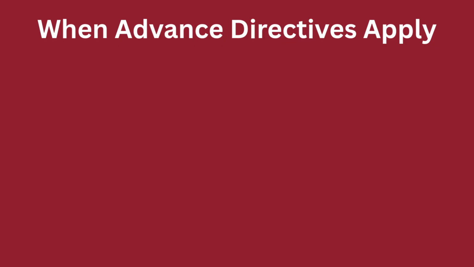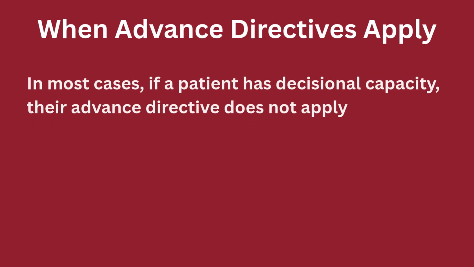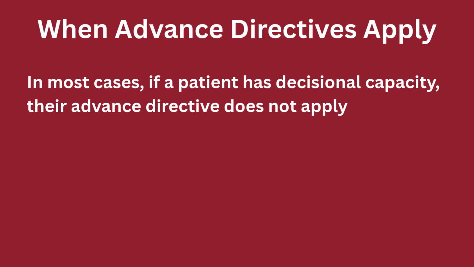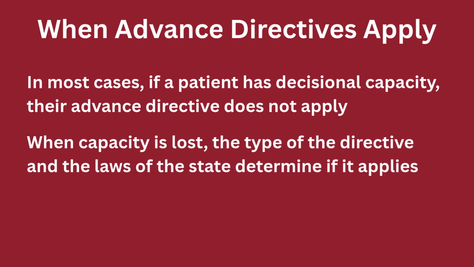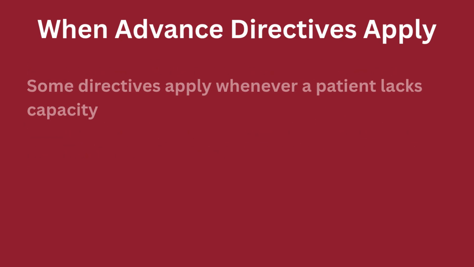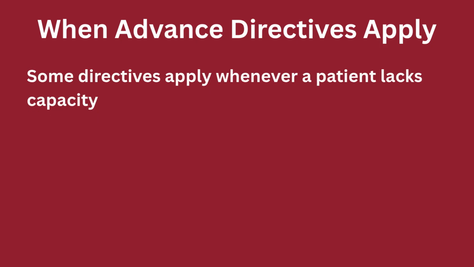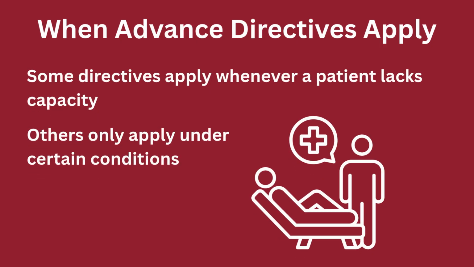State laws determine when advance directives take effect. In most cases, if a patient has decisional capacity, their advance directive does not apply because the patient can speak for themselves. But when capacity is lost, the type of directive that exists and the particular state's laws dictate whether it becomes operative. Again, some directives apply whenever a patient lacks capacity, while others only apply under specific circumstances, such as permanent unconsciousness or terminal illness.